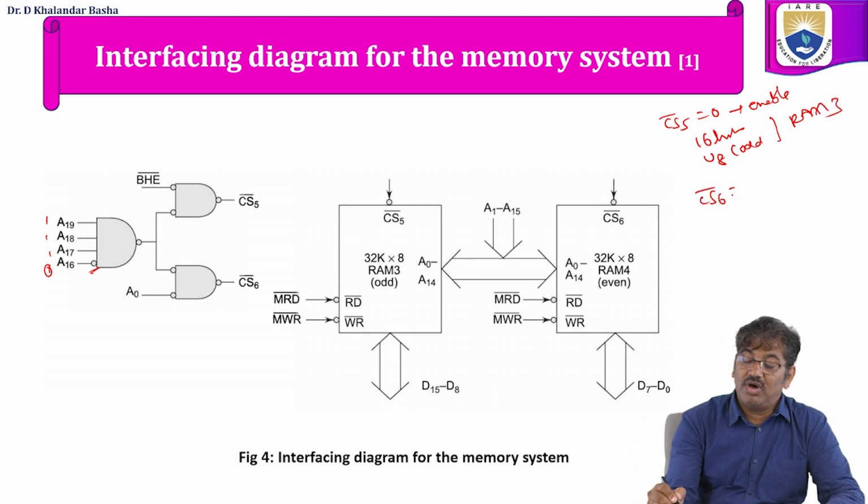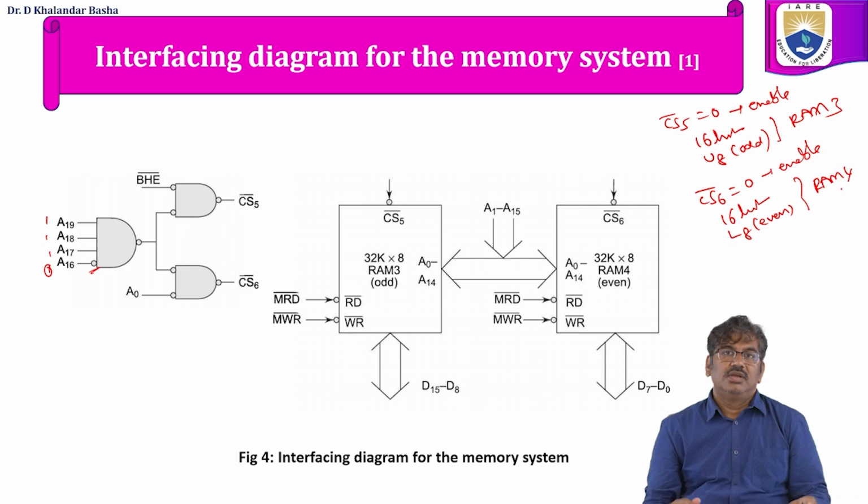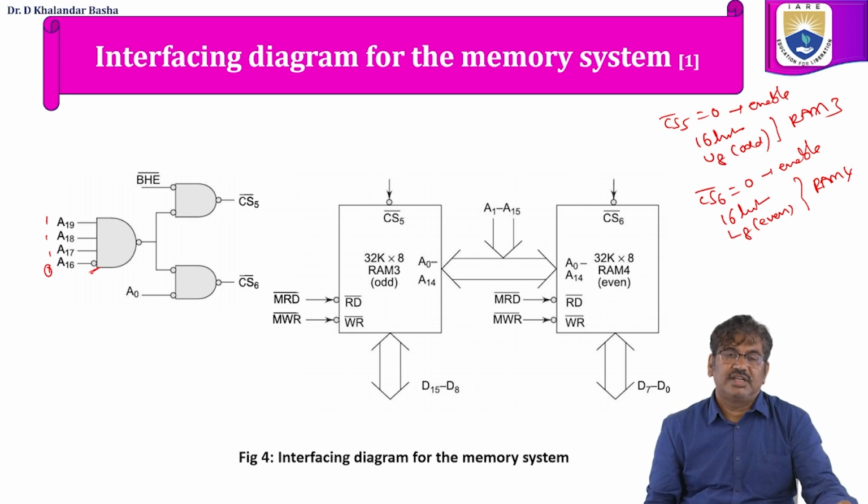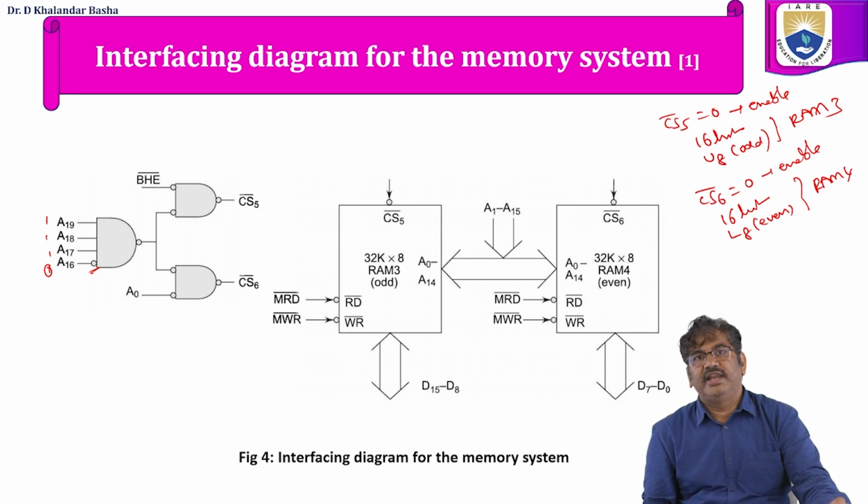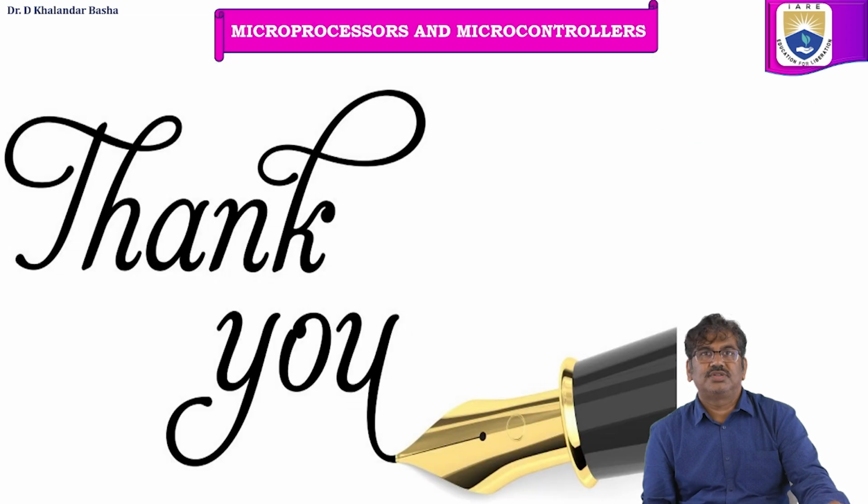The CS6 bar corresponds to RAM block 4 and it is enabled when CS6 is equal to 0, as it is an active signal. So it will be selected whether it is a 16-bit data transaction or lower 8 bits from even address, then RAM block 4 will be selected. So, these are the interfacing circuits which are required for enabling any one of the memory chips.